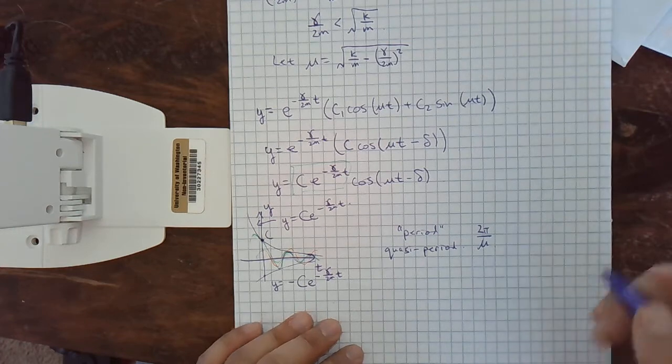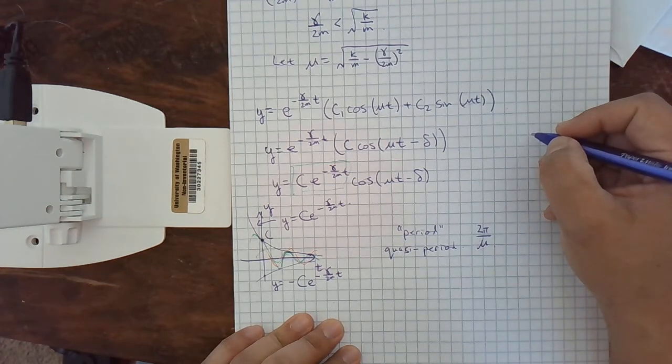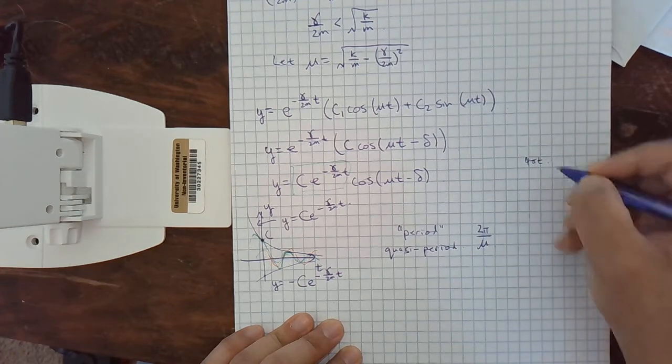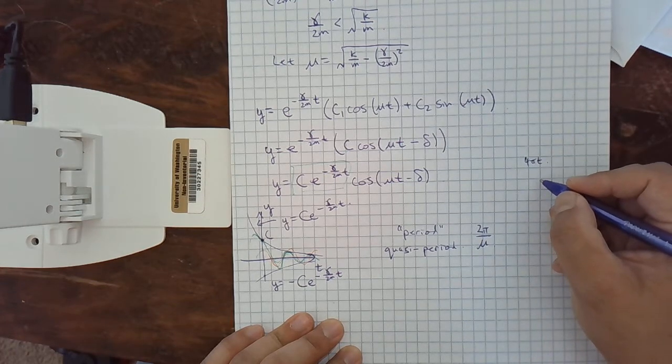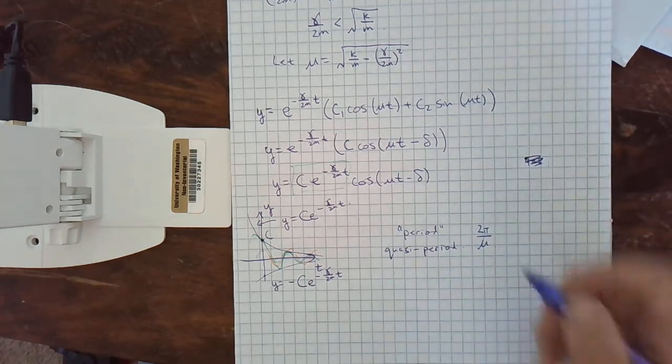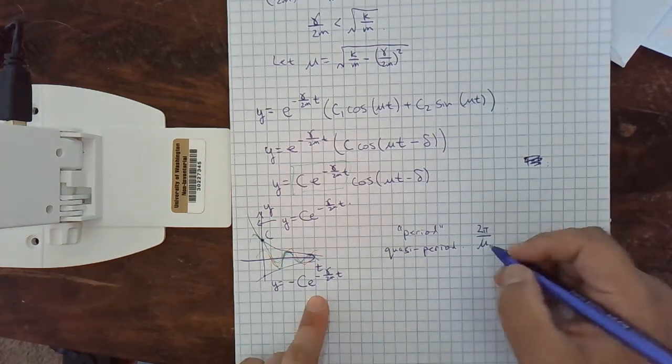Is this what I want? When I had a 4 pi in front of cosine, the period was 1/2. So yeah, 2 pi over mu. Okay. See, I don't have these memorized. I have to think about it.